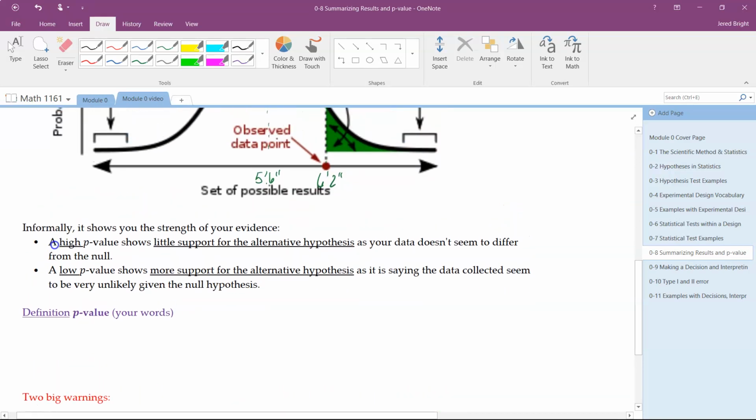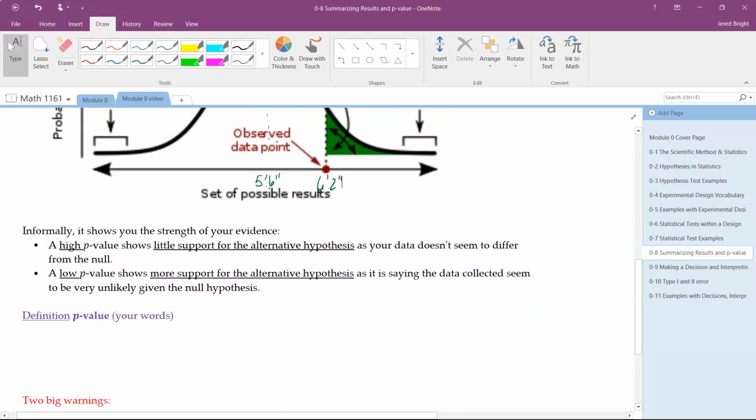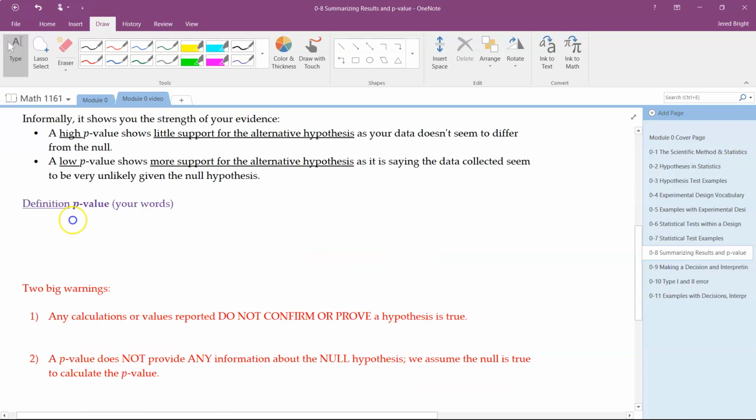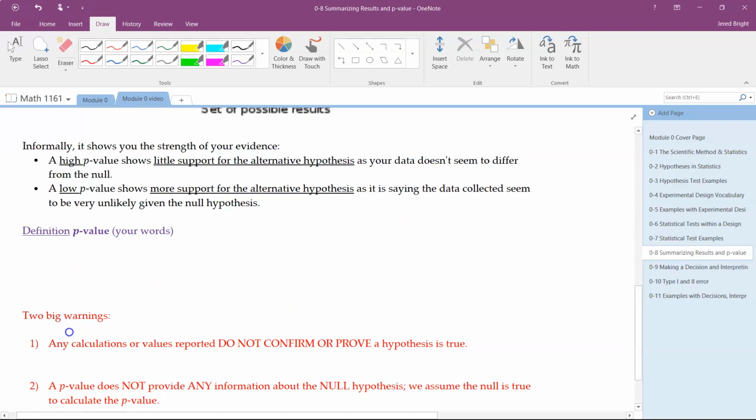And so that's kind of where we're going to go with this. We haven't defined what low and high mean. We'll get there in the next video. But as a part of summarizing our results, we would need to include this p-value if we do a statistical test. Okay, so I'll let you define the p-value in your own words.